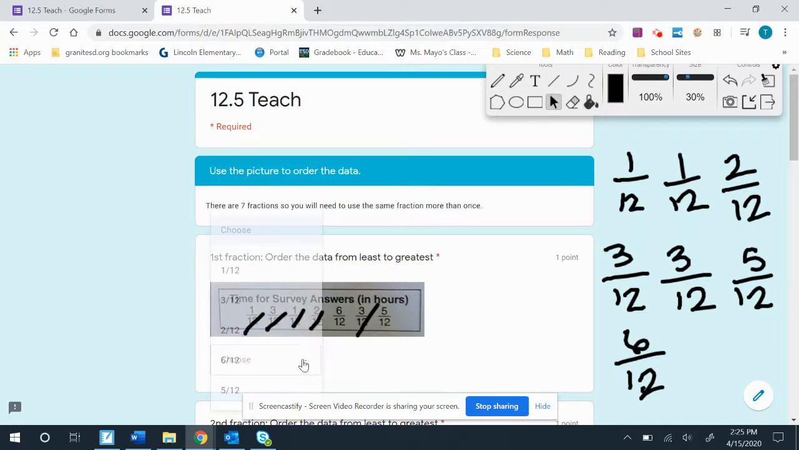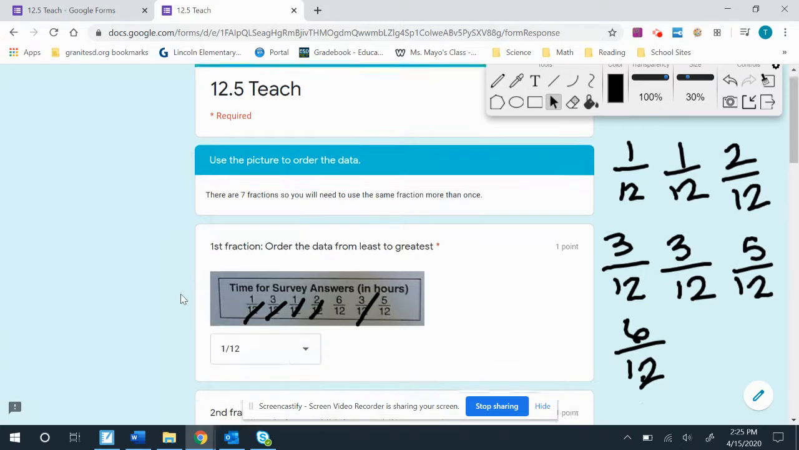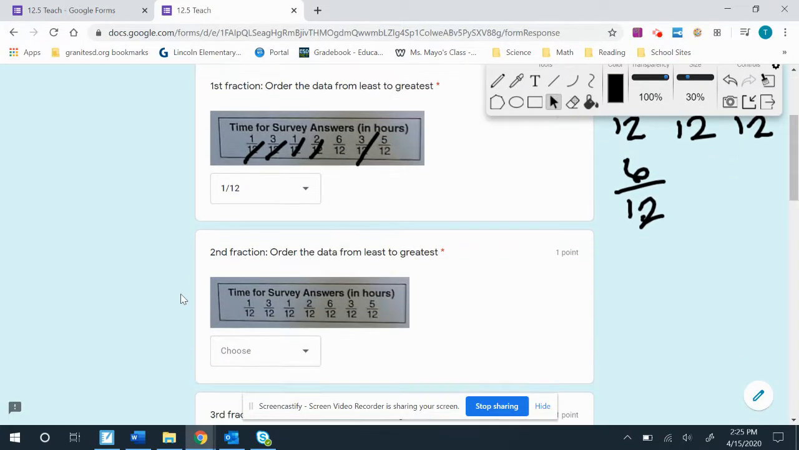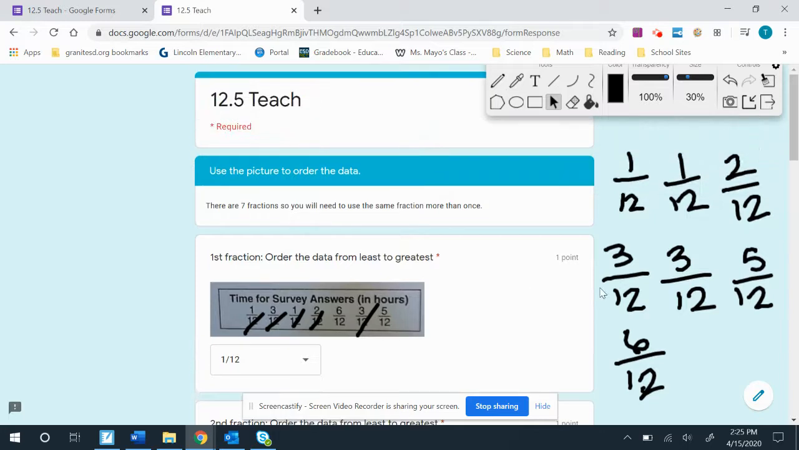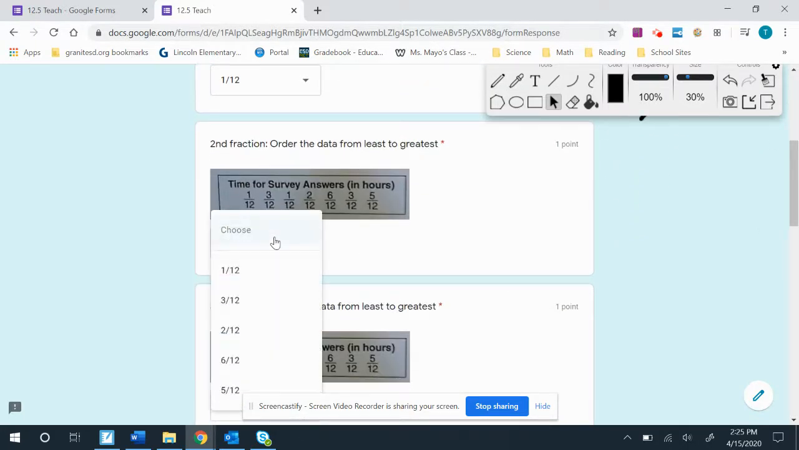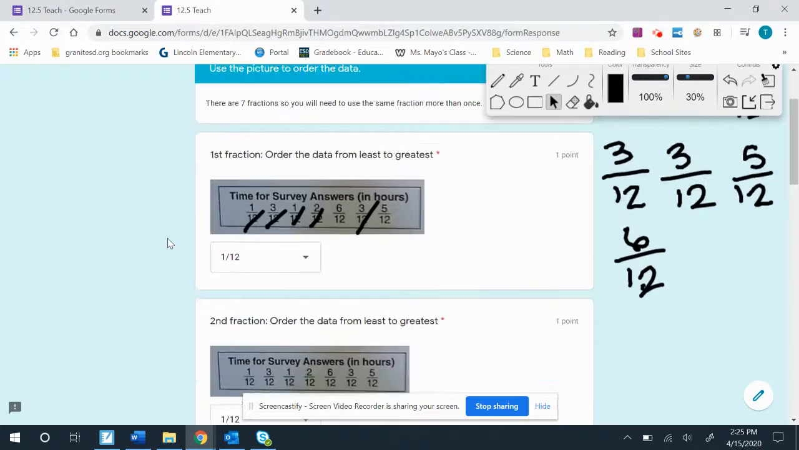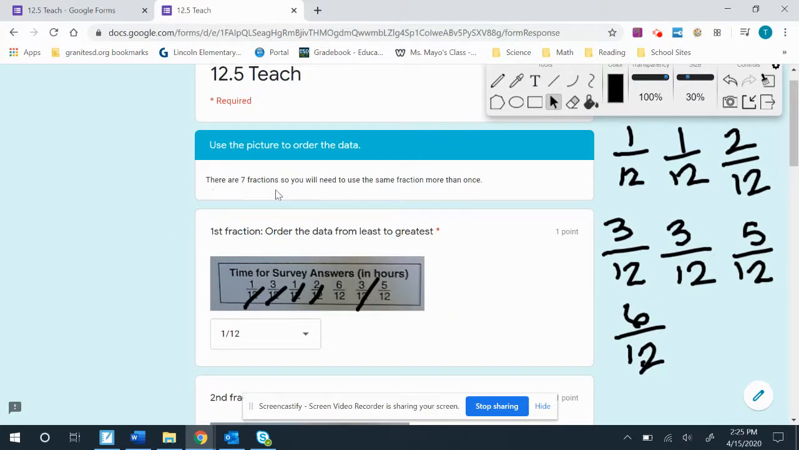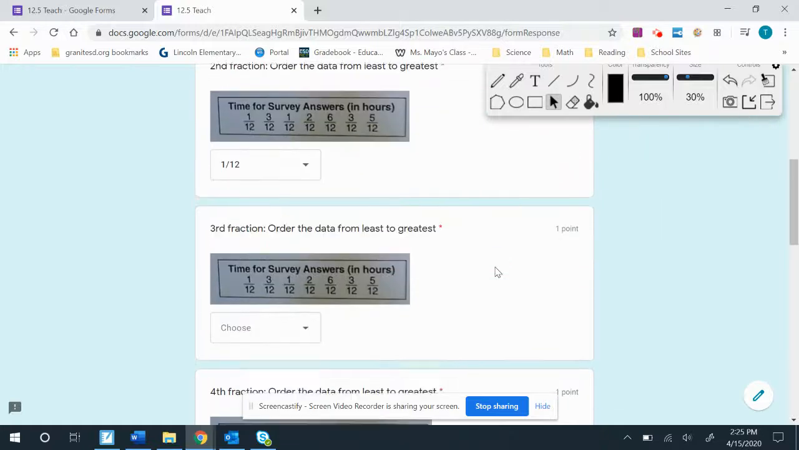Now I am going to use this and put in my answers. The first fraction is 1/12. The second fraction we had was right here, 1/12 again. So I'm going to put 1/12 again. That is okay because it says up here there are 7 fractions, so you will need to use the same fraction more than once. Just put them in order. The next one is 2/12.